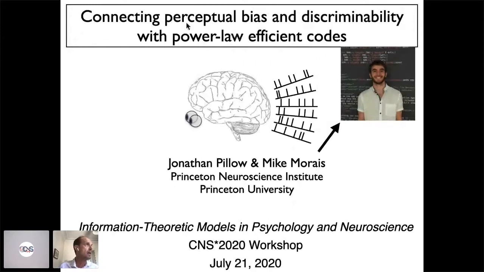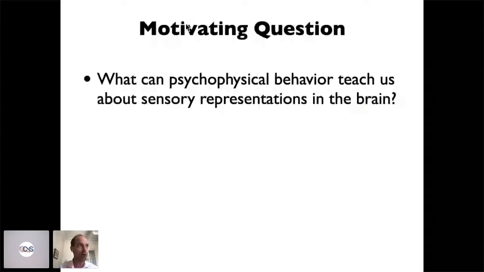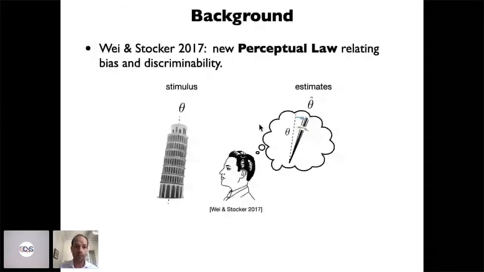So this talk builds on some very powerful and elegant work from Xue-Xin Wei and Alan Stocker from a few years ago. The motivating question for this work is to look at behavior, psychophysical behavior in particular. Humans or other observers are given a psychophysical stimulus, and then they have to report what they see. Can we, on the basis of that behavioral data alone, make inferences about sensory representations in the brain? The cool thing about the Wei and Stocker result was that they argued very powerfully that yes, we can learn something about internal representations.